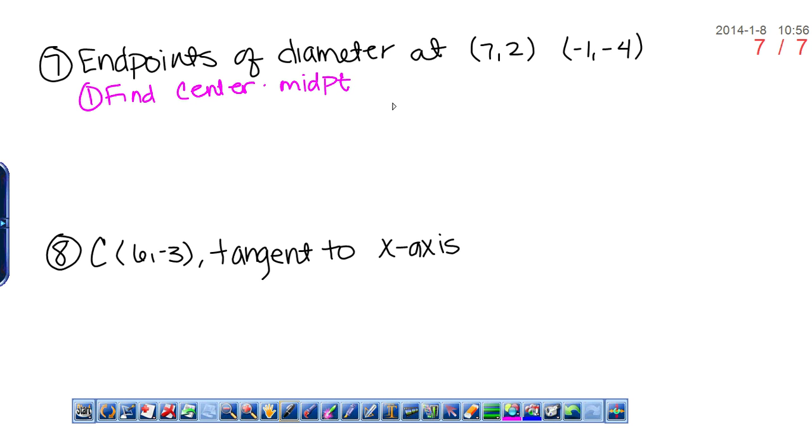So the midpoint formula is the average of your x's and then the average of your y's. So let's try that. We would do 7 plus negative 1 over 2 and 2 plus negative 4 over 2. All right, so I'd get 6 over 2, which is 3, and negative 2 over 2, which is negative 1. So what did I just find here? The center.